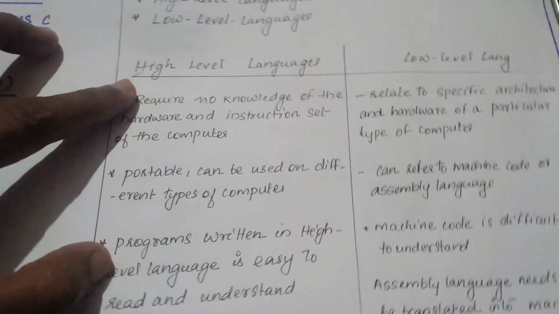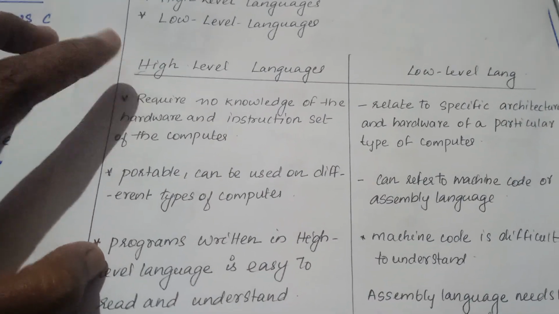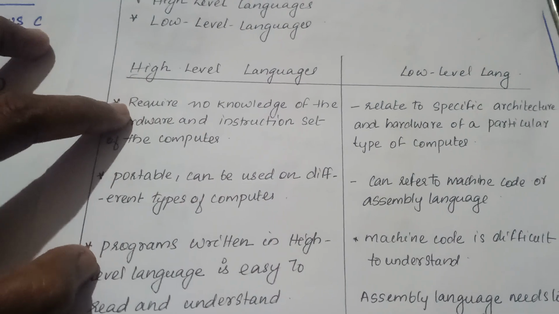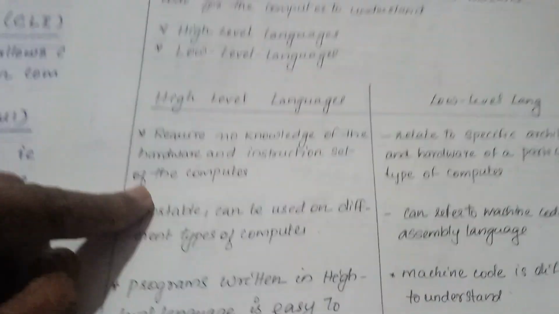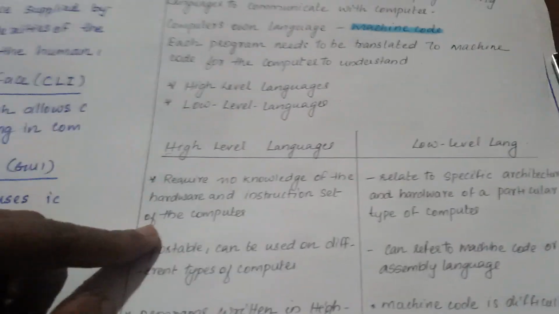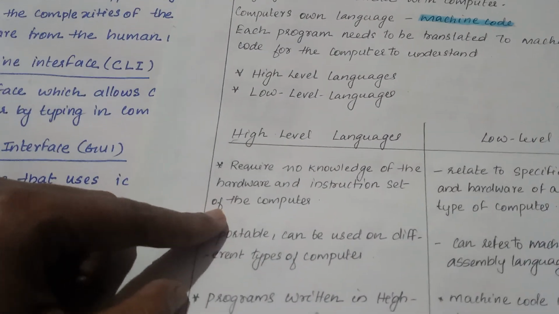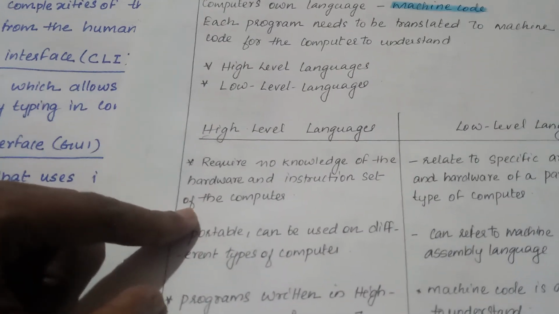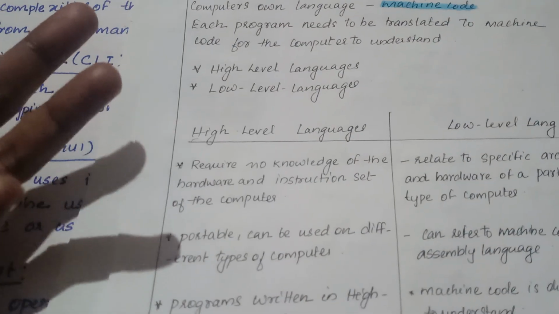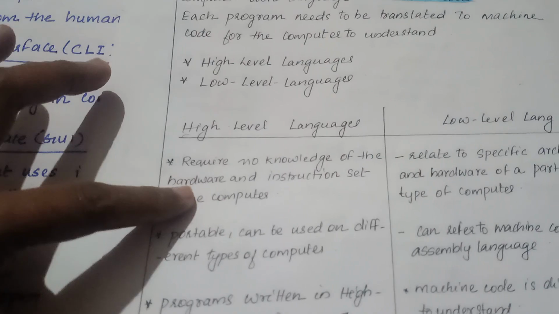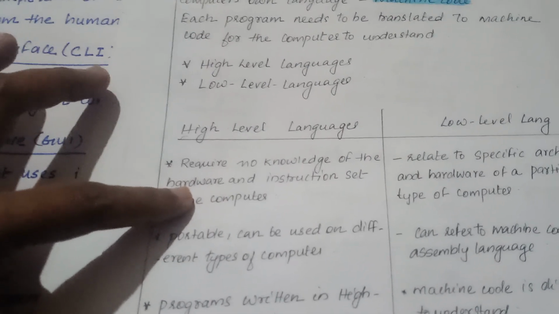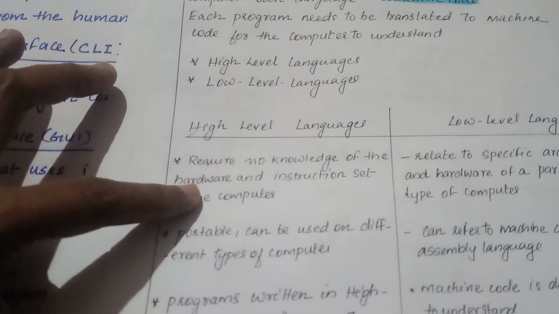So we will see once again what a high level language is. High level language requires no knowledge of the hardware and the instruction set of a computer. There is no need to understand the different parts of the computer, or its architecture, or the hardware part of the computer. You can write in your English-like languages, which are very easy to read and understand.